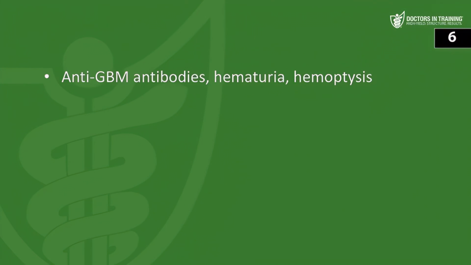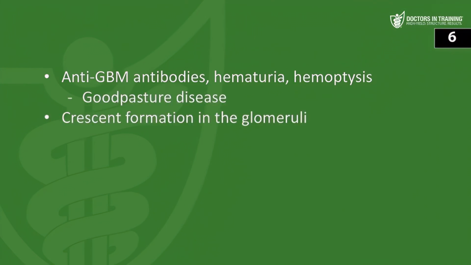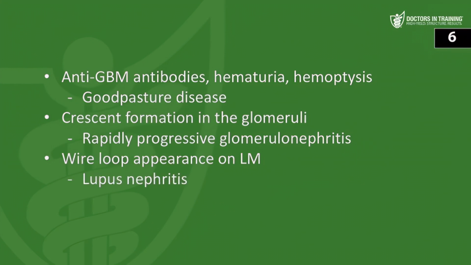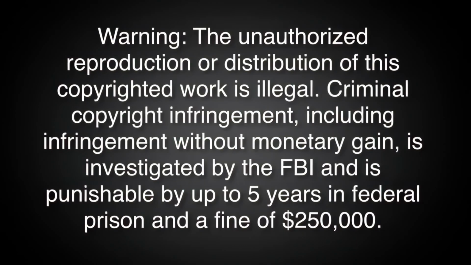Anti-GBM antibodies, hematuria, and hemoptysis is Goodpasture disease. Crescent formation in the glomeruli is rapidly progressive glomerulonephritis, also known as crescentic glomerulonephritis. And wire loop appearance on light microscopy is lupus nephritis. Remember the phrase wire lupus. That's it for now. I'll see you next time.